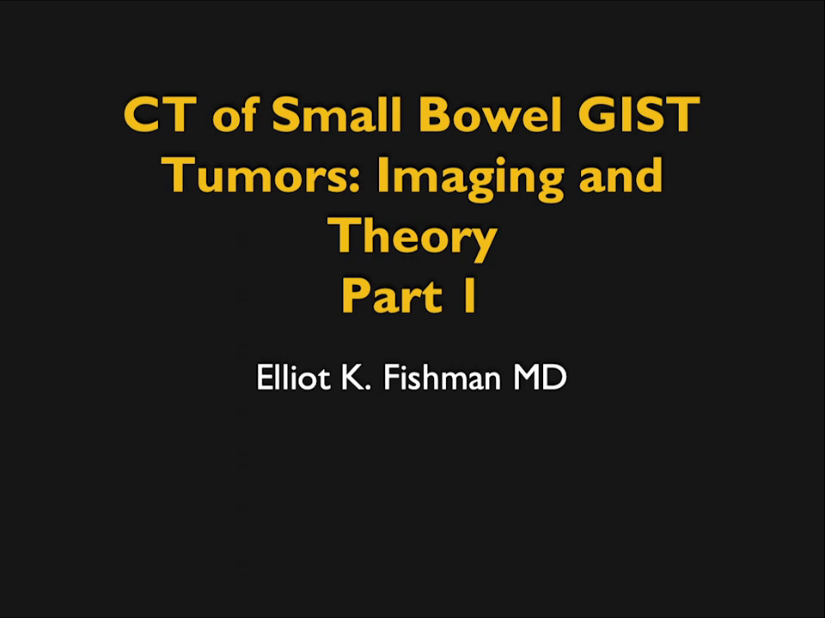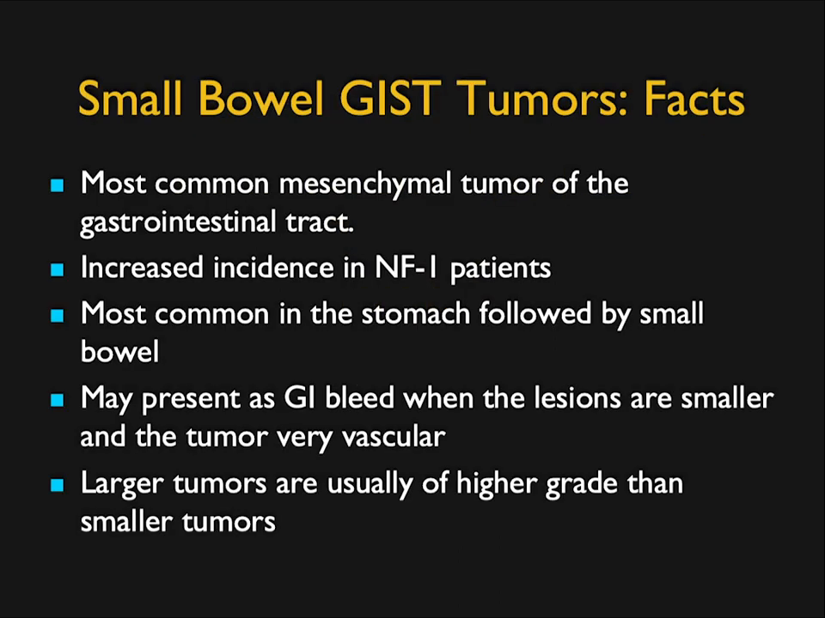So I thought I would go through some of the various appearances and things you need to be paying attention to. So just some common facts. GIST tumors are the most common mesenchymal tumor of the GI tract. There's an increased incidence in neurofibromatosis patients, and I'll show you some examples later. About 60 to 70% occur in the stomach, about 30% in the small bowel. They can present, particularly the small bowel, as GI bleeding when the lesions are smaller and the tumors are very vascular. We'll cover some of those cases.